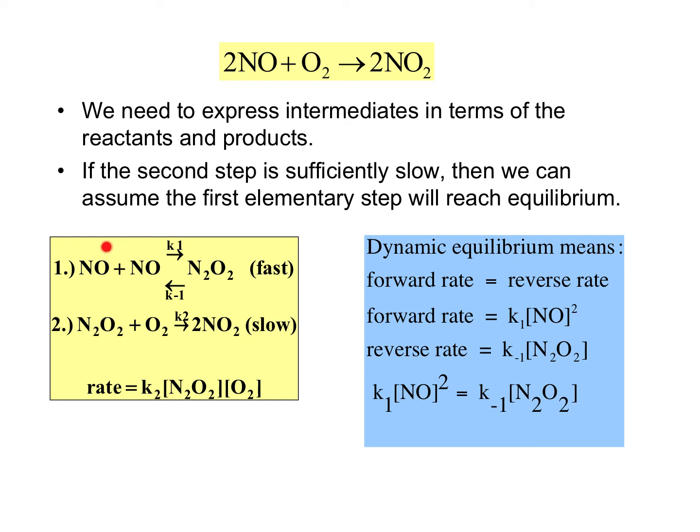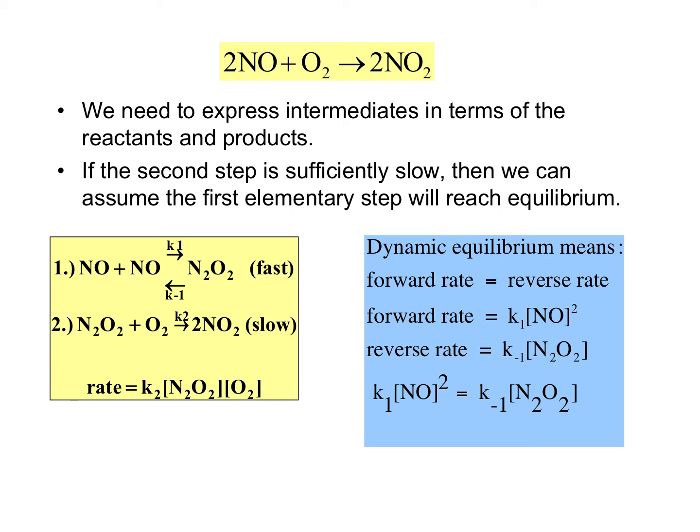I can have two NOs react to form N2O2, and I can have an N2O2 decompose to form two NO molecules. And so when the reaction starts, I only have reactants, and so these two NO molecules are going to react to form N2O2, and that concentration of N2O2 is going to build up. But because this second step is slow, the N2O2 is kind of waiting around and saying, I'm not doing anything. I might as well react back the other way to reform two NO molecules.